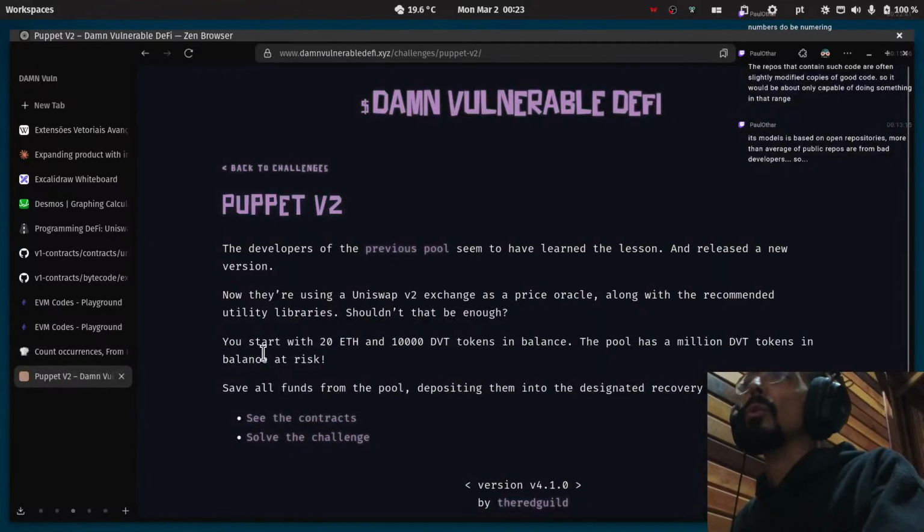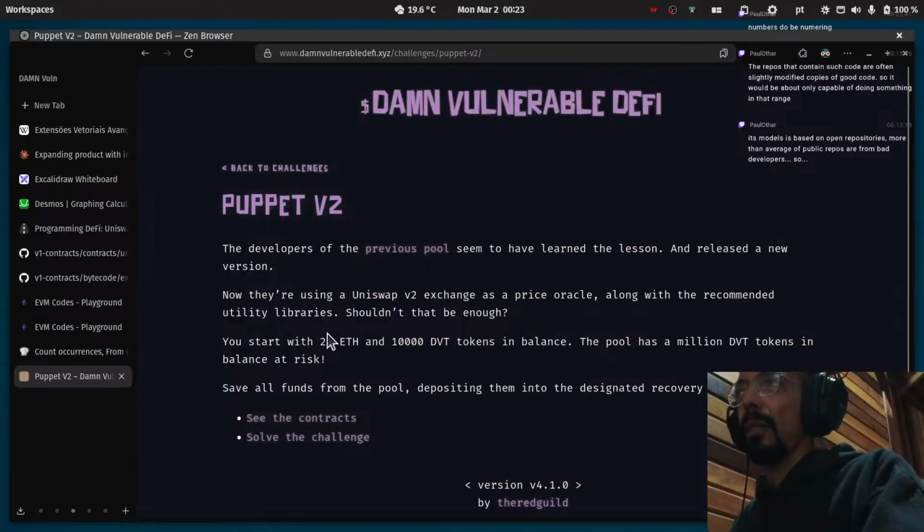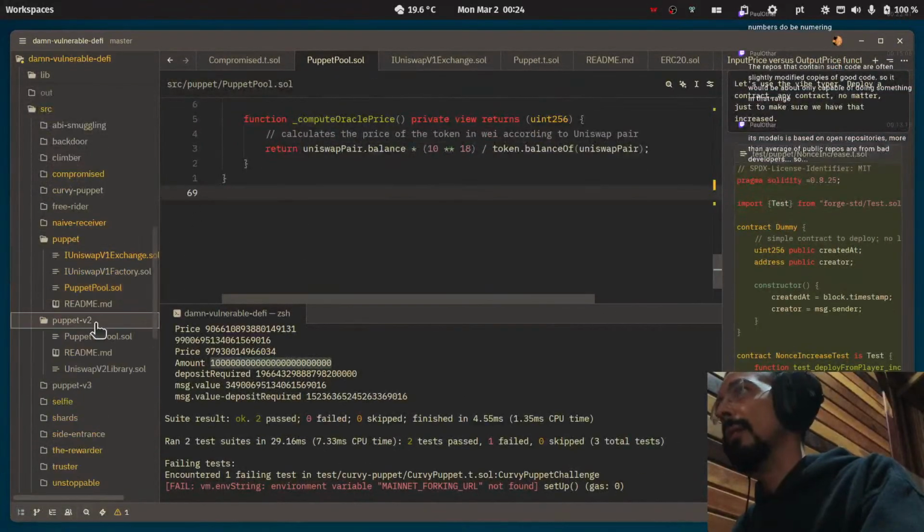Here, Puppet V2. So developers of the previous post seem to have learned the lesson and released a new version. Now they are using Uniswap V2 exchange as a price oracle, along with the recommended utility libraries. Should not that be enough? No, it's not. You start with 20 Ethereum and 10,000 DVT tokens in balance. The pool has a million DVT tokens. We're not gonna do that right now, but I want to see.